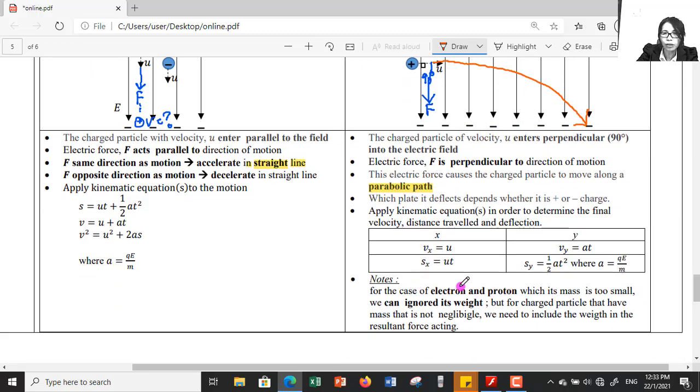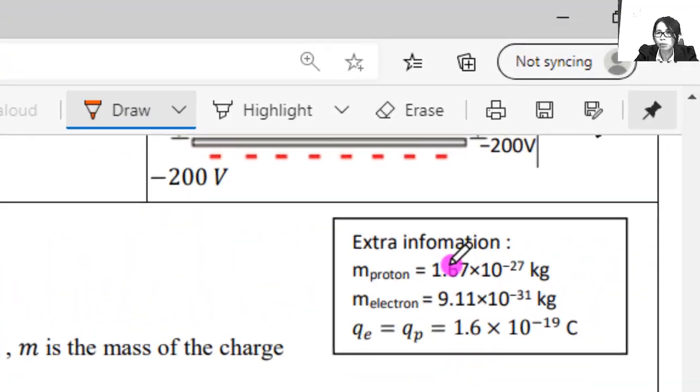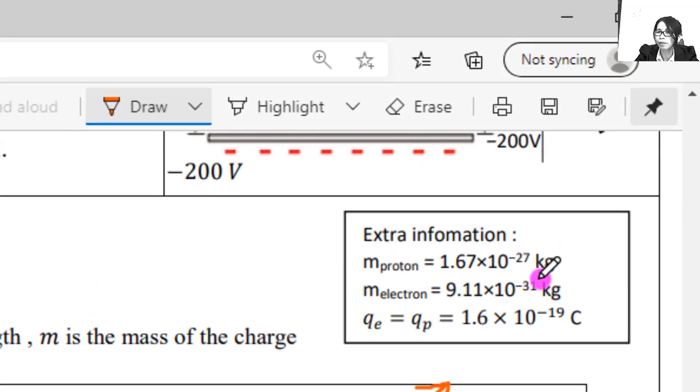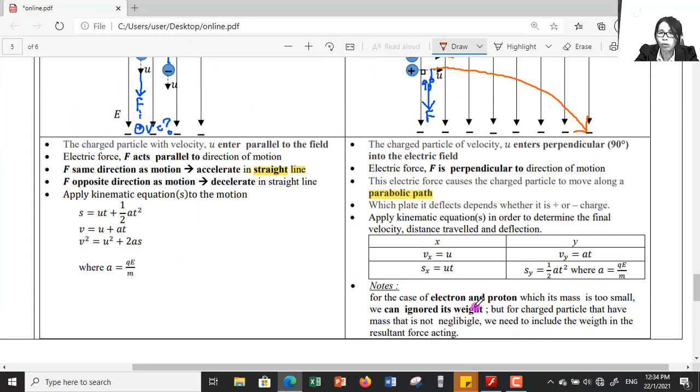So for the case of an electron and proton, which have very small mass, sometimes we can ignore the weight lah. So maybe you ask, hey teacher, are we going to consider the weight of the charge? For the case of electron and proton, because the mass is too small, see? The mass of a proton is 1.67 × 10^-27 kg. The mass of an electron is 9.11 × 10^-31 kg. The mass is too small, so we can ignore the weight.